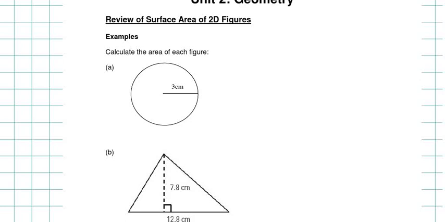So we're going to start with a review of the 2D figures, and it's asking you to calculate the area of each figure. Okay, so it's easy. You need the formula sheets, and the formula sheets is going to tell you what the formula is. So the first question is calculate the area of the circle. The formula for the area of a circle is A equals pi r squared.